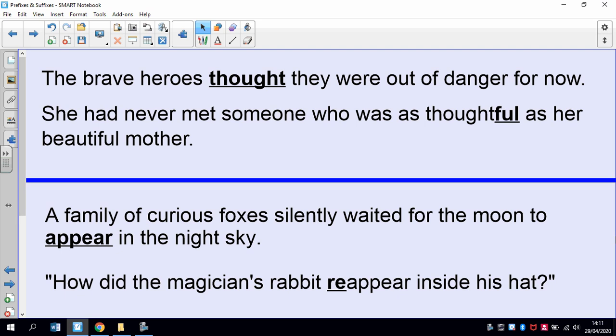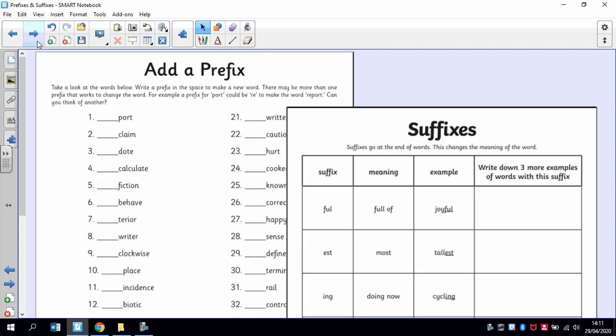I want to see if you can create as many examples of these as possible in your home writing books. And also, if you are ready to take it further, there are worksheets like these added onto our class webpage. Print them off or copy them out. Do whatever you can to get practicing and actually use the knowledge that you've gained from this lesson.